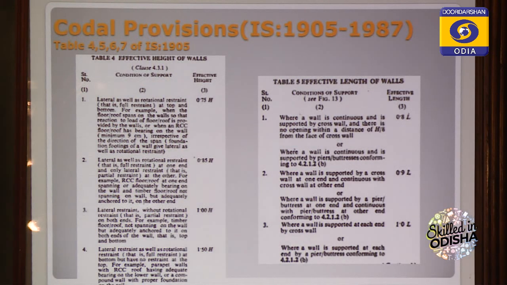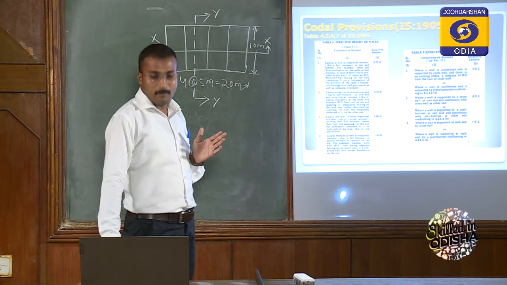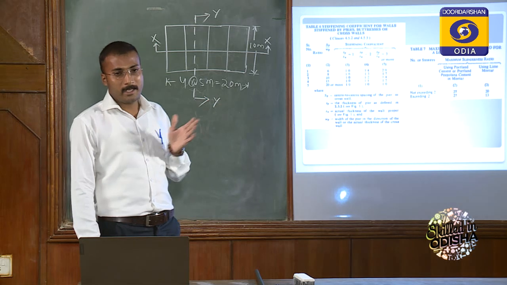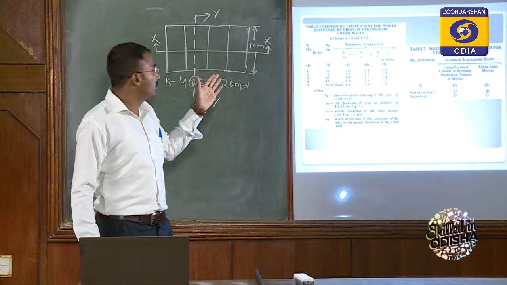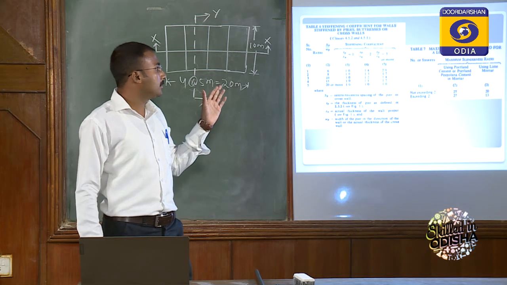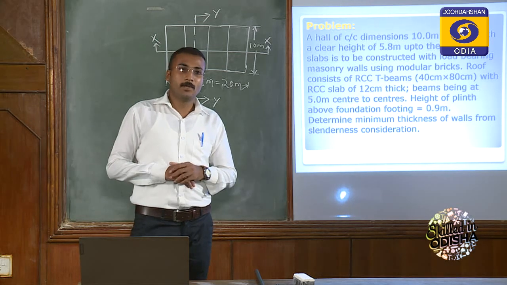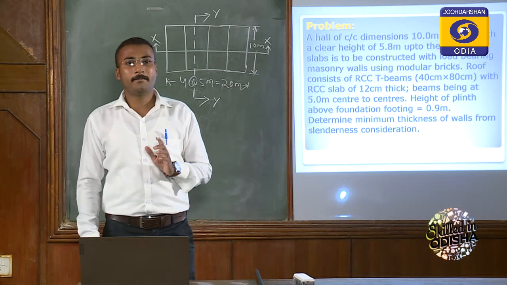So these are the codal provisions from IS 1905:1987. For the design of load bearing walls, we will use Table 4, Table 5, Table 6 and Table 7. Table 4 is on page 11, Table 5 is on page 13, Table 6 is on page 14, and Table 7 is on page 15 of the IS code 1905:1987. So we will solve a numerical here, and the numerical is about the design of a load bearing wall.